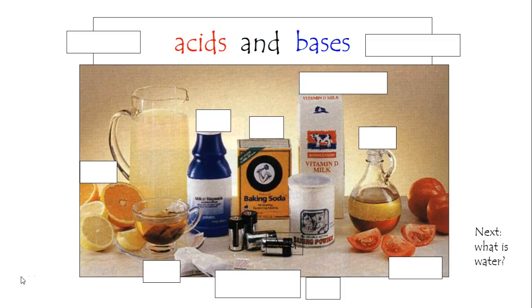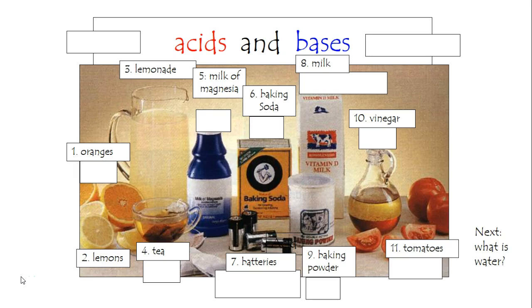An introduction to acids and bases. Most people can recognize common acids and bases. So, oranges, well, they have citric acid, tannic acid, things like that. They are acidic. Lemons, similarly acidic. Lemonade, same deal, acidic. Tea, now there's the tannic acid in there, that brown stuff.